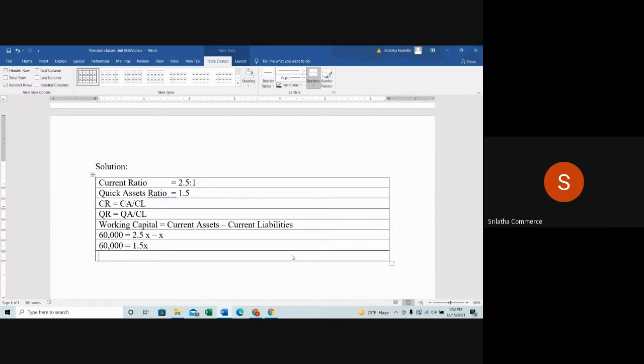I think this point is clear. Therefore, x is equal to... X is nothing but your current liabilities, isn't it? So x will be how much? X is equal to 60,000 divided by 1.5, which is equal to how much? 40,000. Very good. So this 40,000 is nothing but your current liabilities.